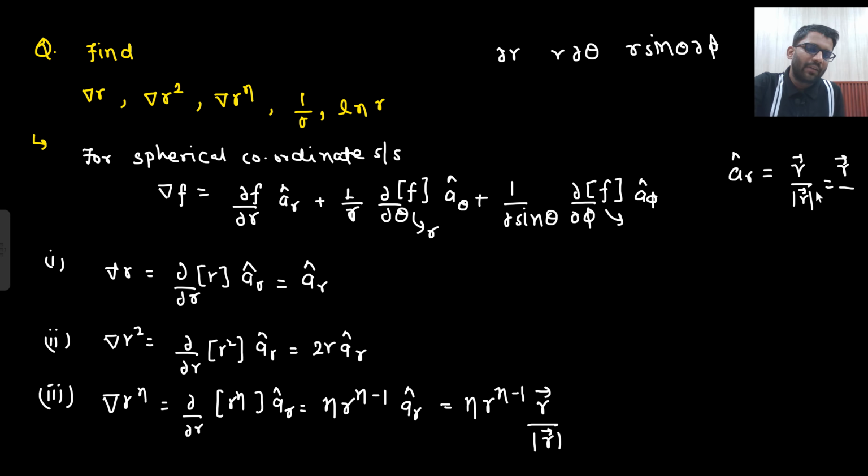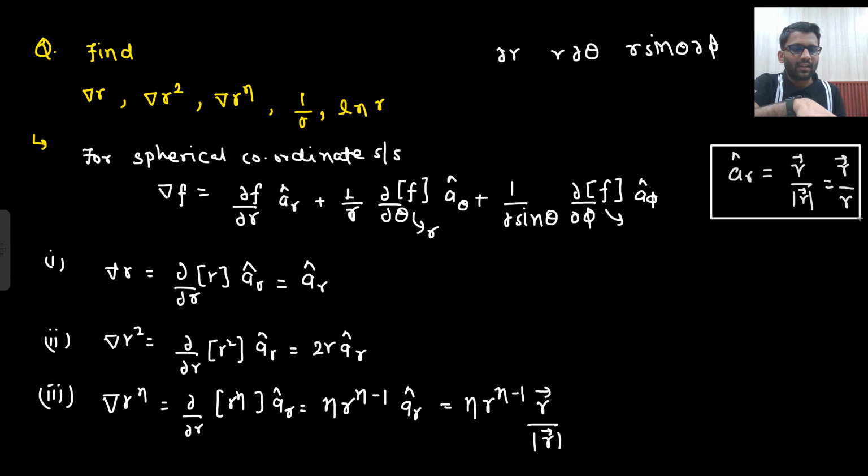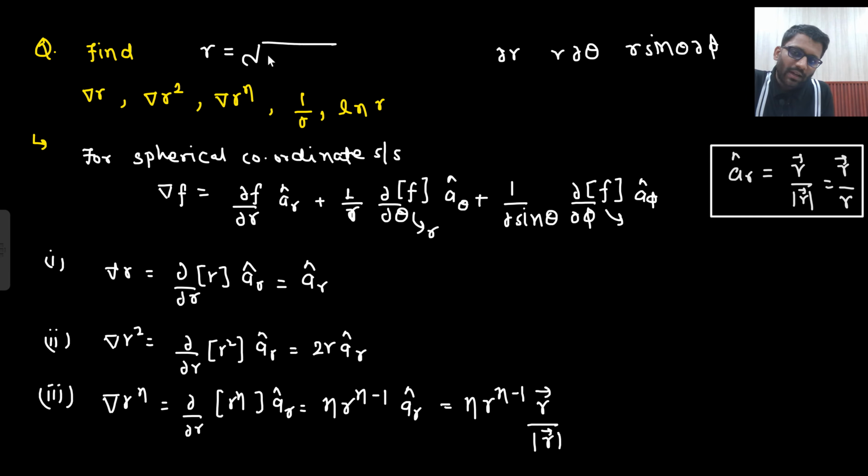Vector r divided by, what is the magnitude of vector r? That is r only. All this information should be given in the question. I did not write it, that is my mistake. So here it would be given that your r is root x square plus y square plus z square. This is equal to the magnitude of r vector and it is r. Did you understand this point? What is r? R is root x square plus y square plus z square only in spherical coordinate system.